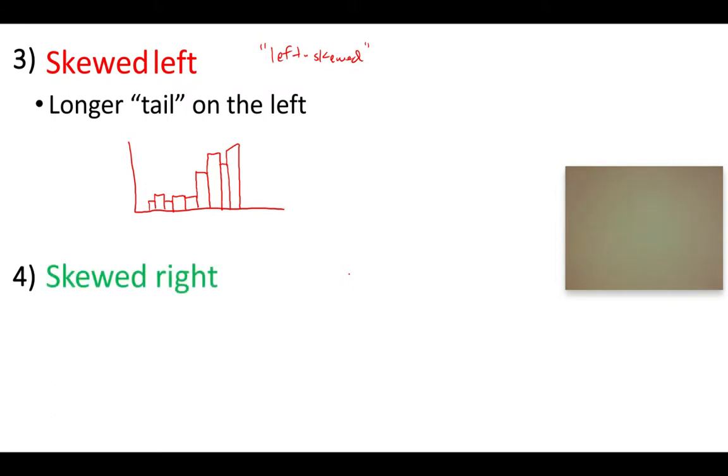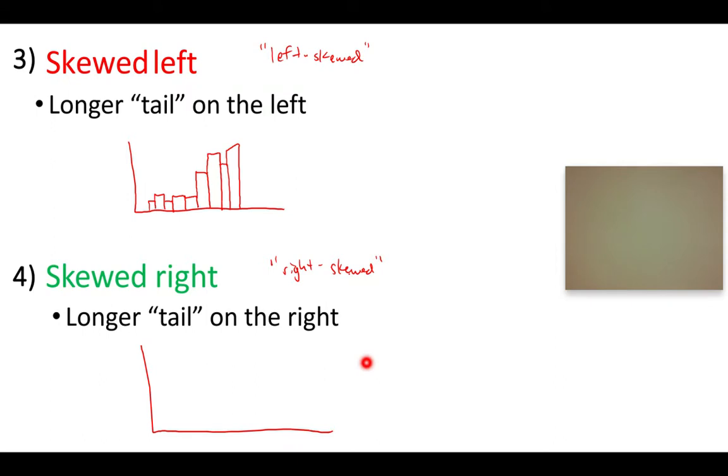The opposite of that would be skewed right or right skewed. And that's if we have a longer tail on the right. So same idea, except we've got our high values on the left side. It's kind of the opposite of what you might think. At least that's how I think of it. And then a longer tail on the right. Like that. That would be right skewed. Make sure you're very familiar with those two terms. They're not difficult, but it is easy to get them mixed up.